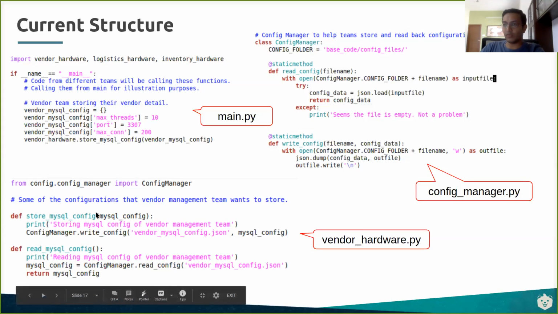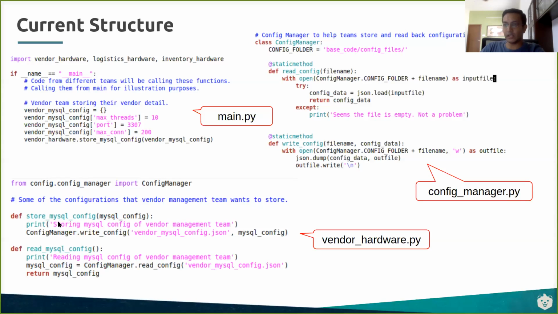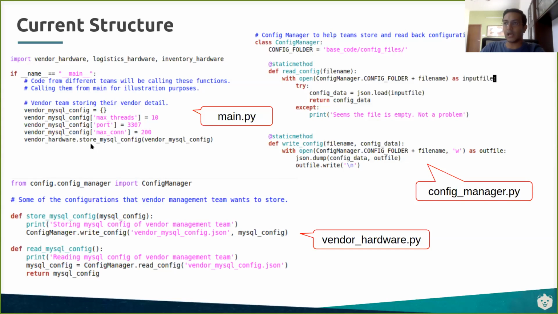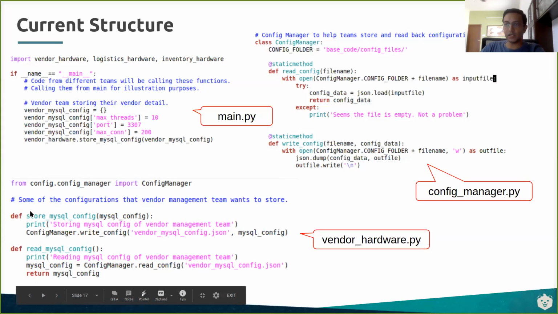They have written their own file to store and read their configuration. In this case, the configuration they're storing is the configuration that was there in some SQL database. They want to store that and read from there. So the main is saying, okay, I'll test this out. I'll invoke these similar to what, in a real product, this vendor hardware product would be called by some other guy. Some other place would be invoking this, but here we are doing it from main.